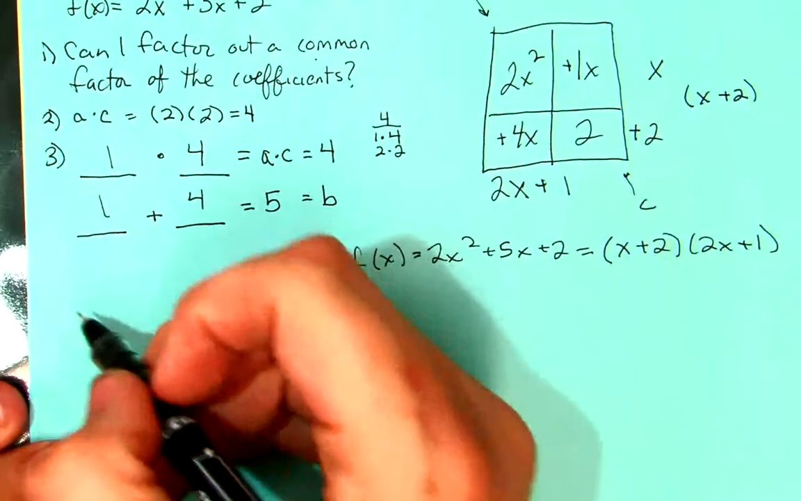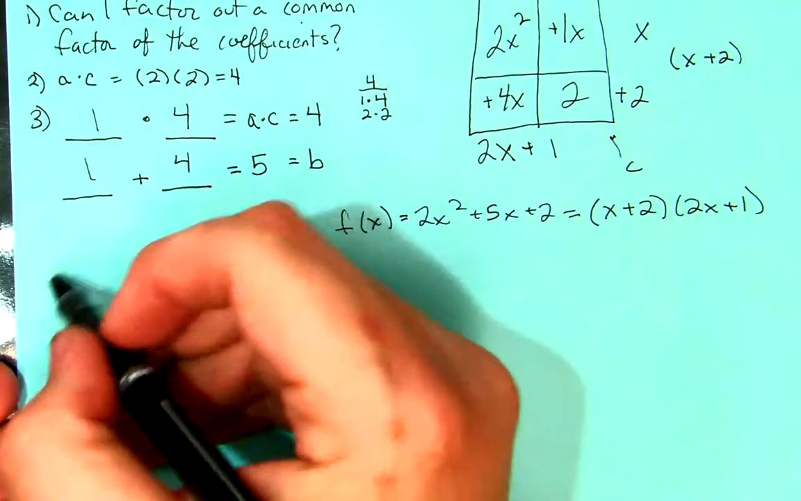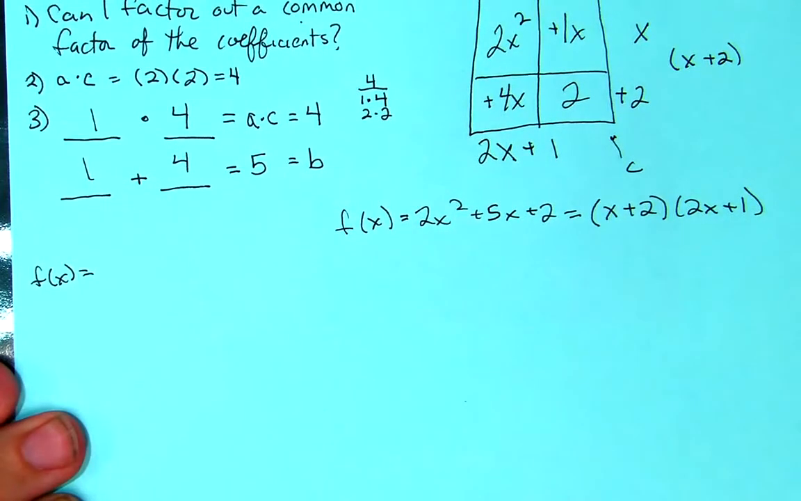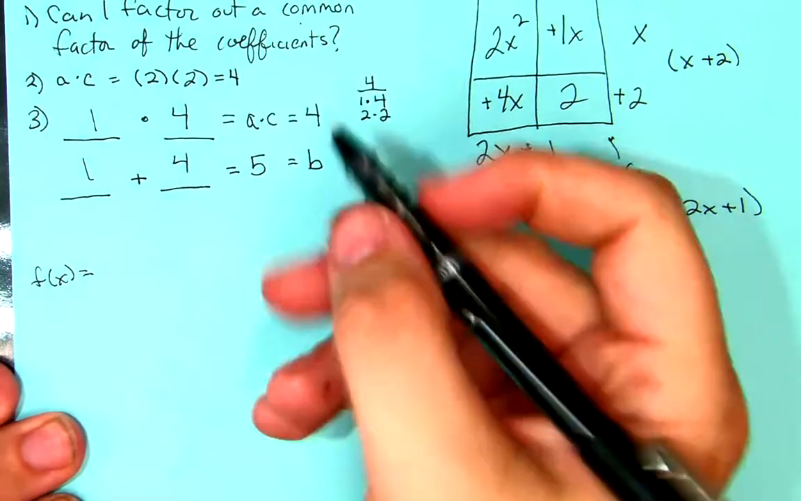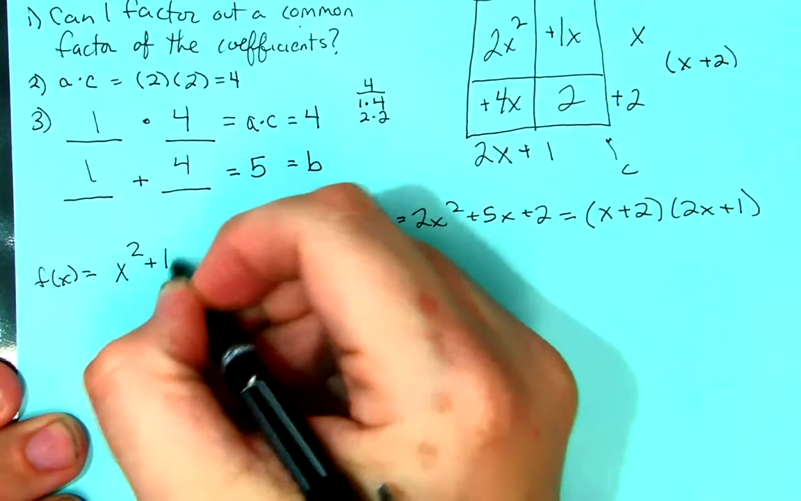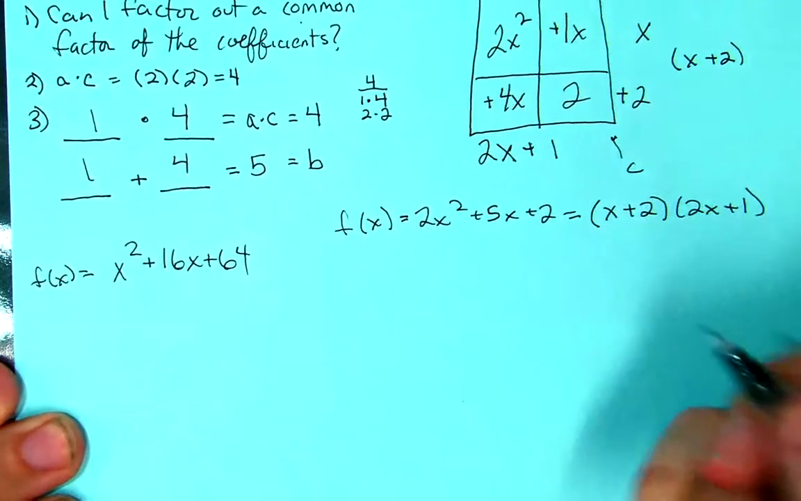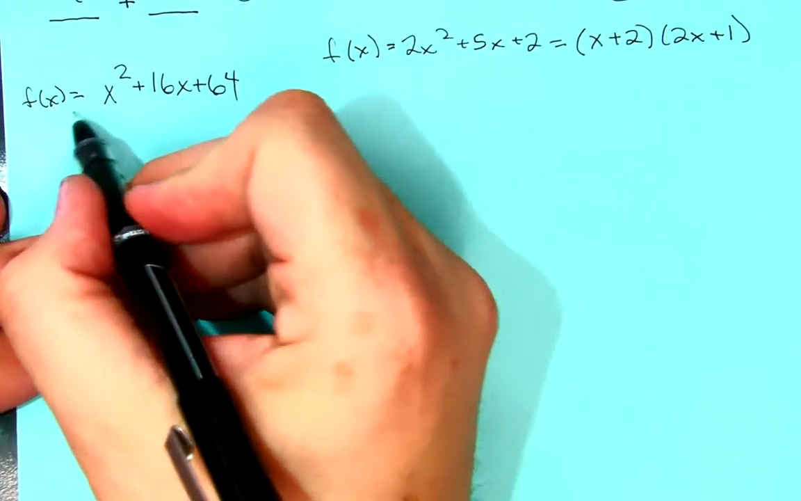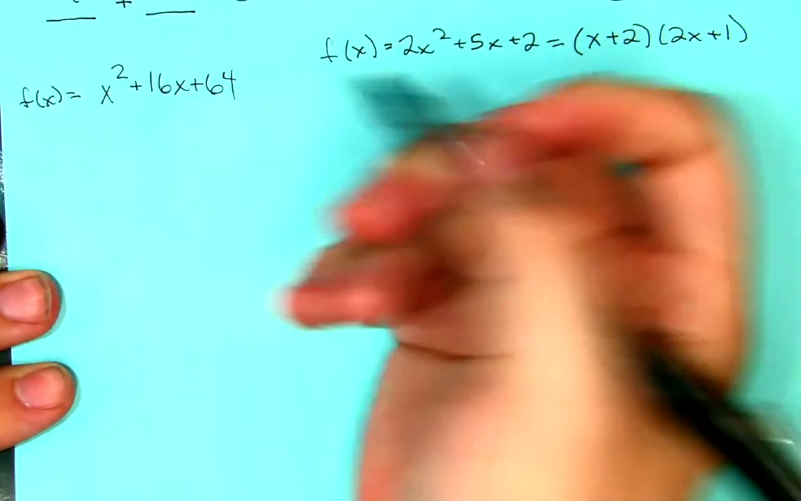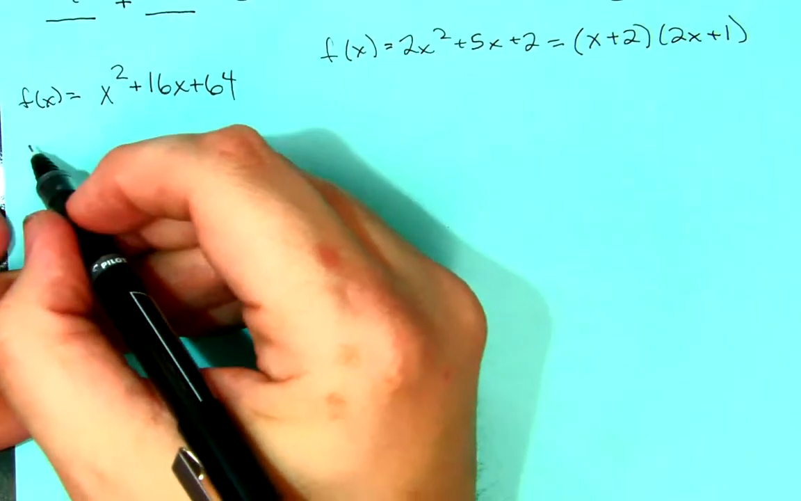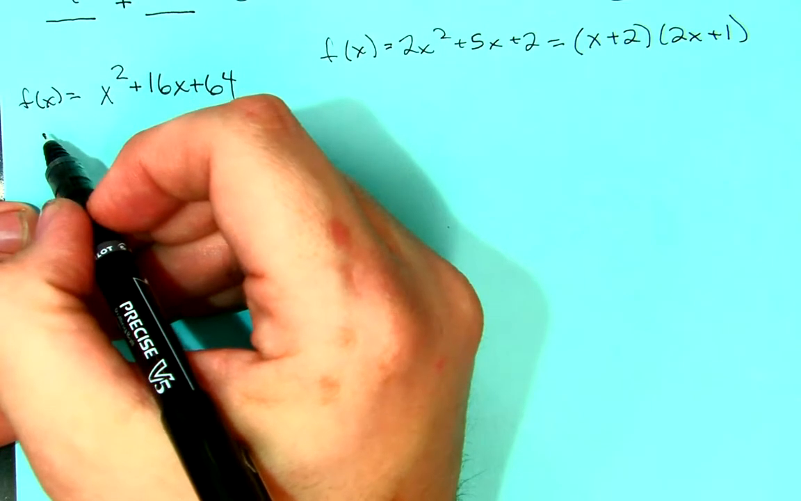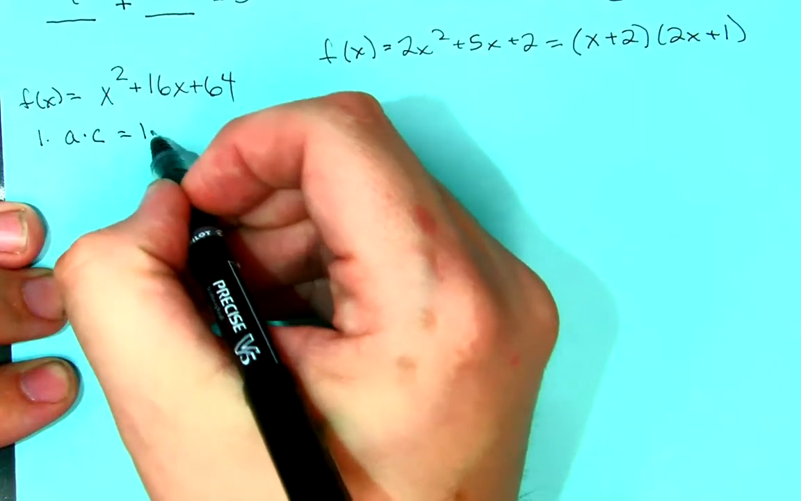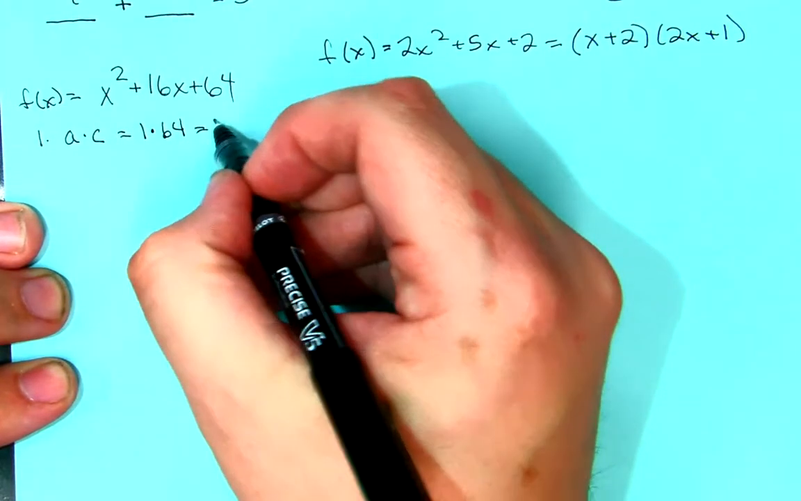Let's take a look at a different problem. f(x) is equal to x squared plus 16x plus 64. Same thing here. I look for common factors. There's nothing, because I have a 1 there. First step, I need a times c. This is 1 times 64, which is 64.